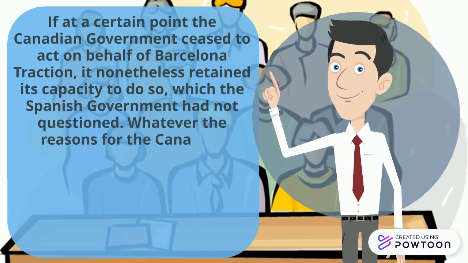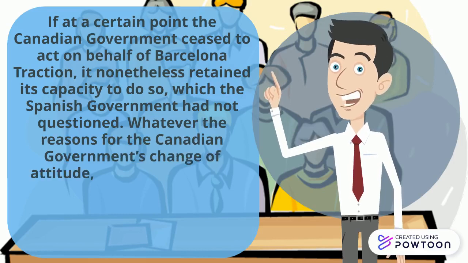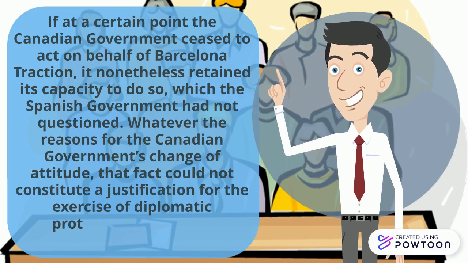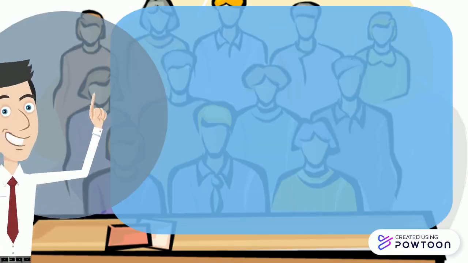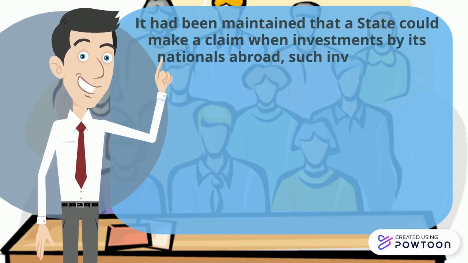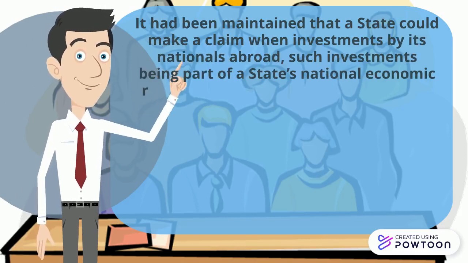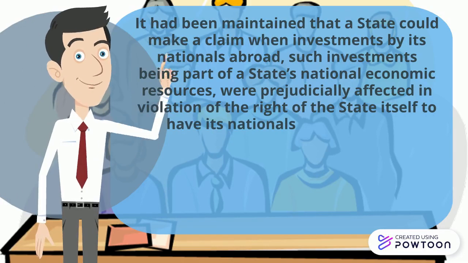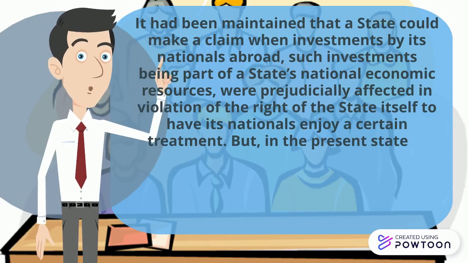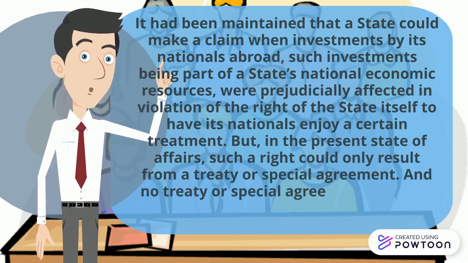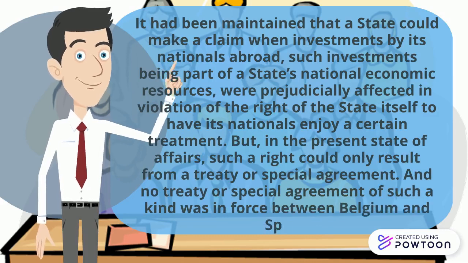Whatever the countenance of the Canadian government may be at any given time, this primal fact could not constitute a justification for the exercise of diplomatic protection. A state could make a claim when investments by its nationals abroad, which form part of its national economic resources, are negatively affected in violation of the right of the state itself to have its nationals enjoy a certain form of treatment. However, in the case at bar, that right can only be born out of a treaty or a special agreement. Neither existed and was in force between Belgium and Spain at that time.